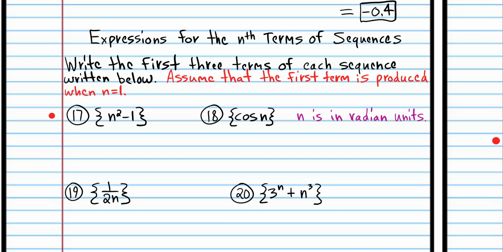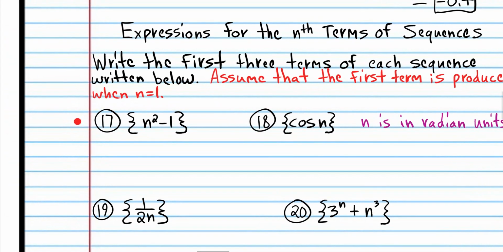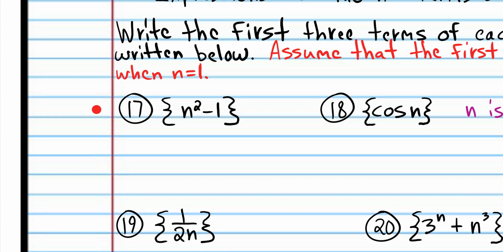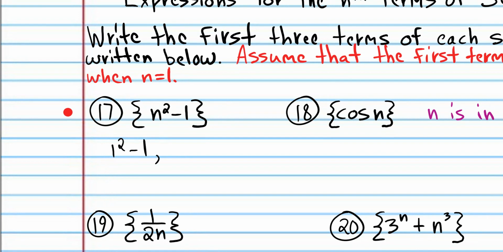So let's do some problems. It says write the first three terms of each sequence written below, and we're assuming that the first term is produced when n equals 1. So here we have an expression, and notice we have braces around this expression. That shows us that this is not just an algebraic expression, it's something representing a sequence. So we want to find the first three terms. So what we do is we plug in 1 for n. Why 1? Well, because they told us that the first term is produced when n equals 1.